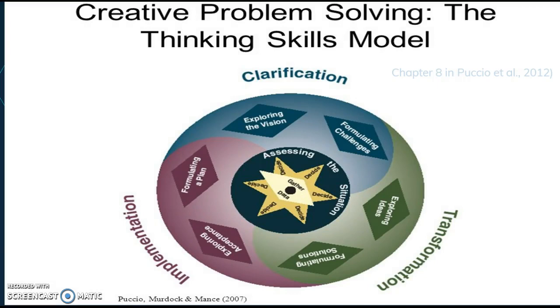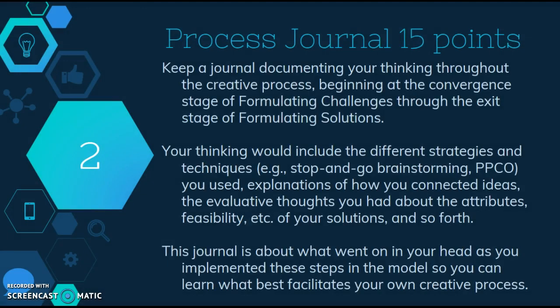And again, this is the model that you'll be using to work through those stages. The second piece is the process journal. In this journal, you will document your thinking, again, starting with the convergent stage and the divergent thinking, very similar to what you did for the Iron Innovator.